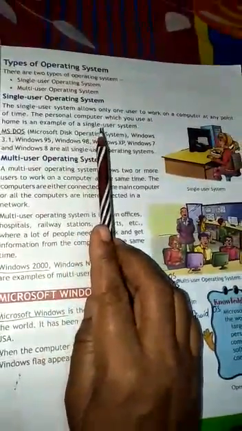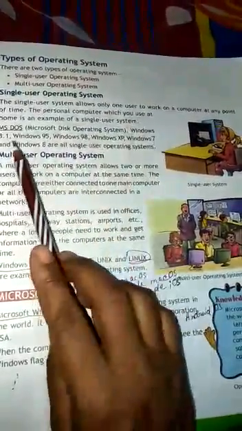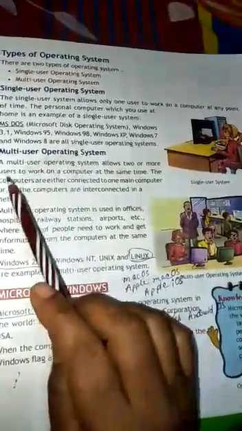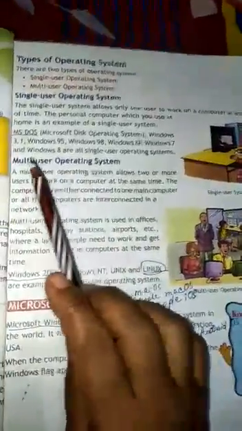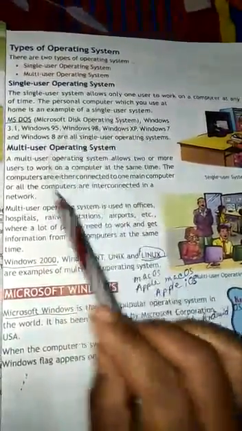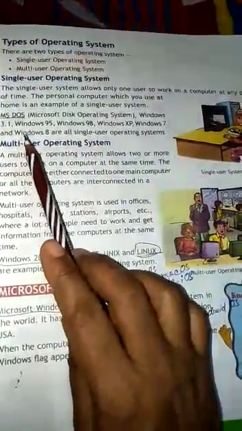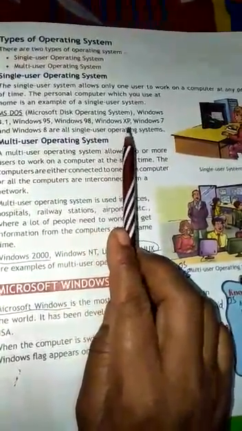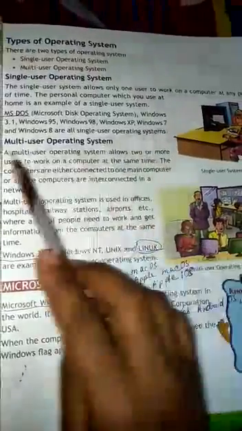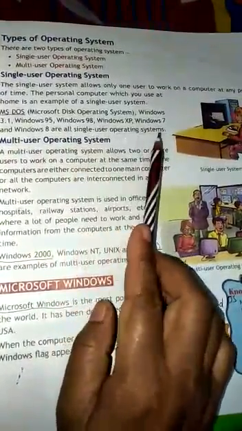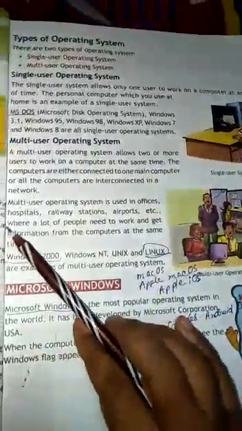The personal computer which you use at home is an example of a single user system. MS-DOS, Microsoft Disk Operating System in full form, Windows 3.1, Windows 95, Windows 98, Windows XP, Windows 7 and Windows 8 are all single user operating systems. So these are the examples.